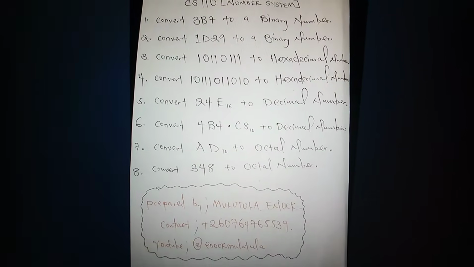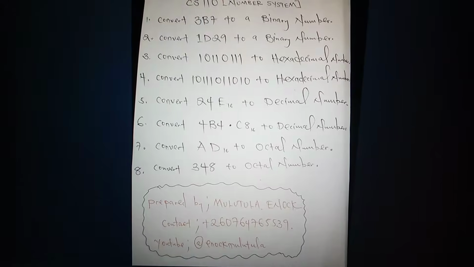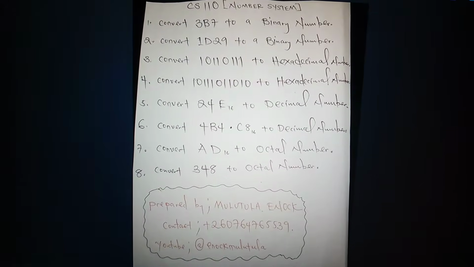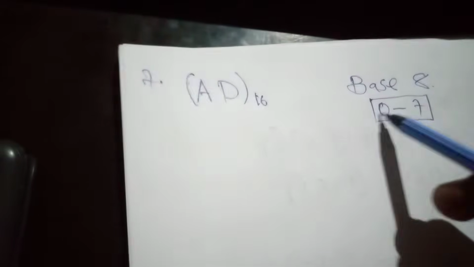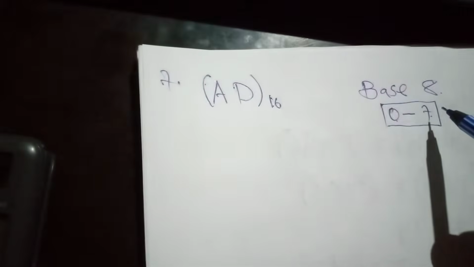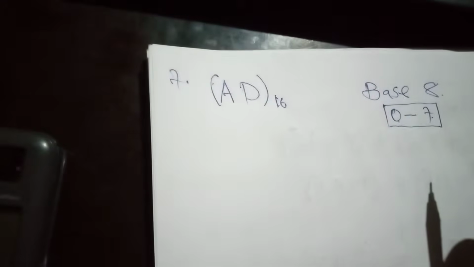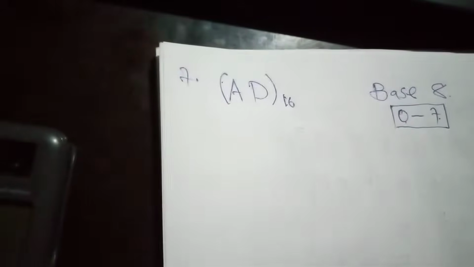So we ended on question 7, which says convert AD in base 16 to an octal number. We have been given that number in hexadecimal, and the octal number is in base 8, where the numbers run from 0 to 7. So what I'm going to do is first convert it into a binary number.